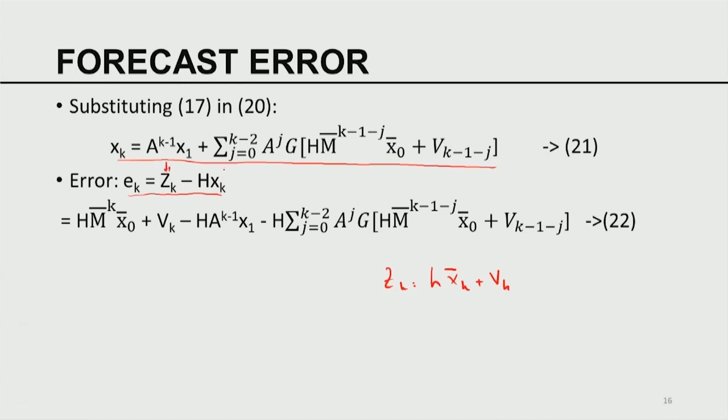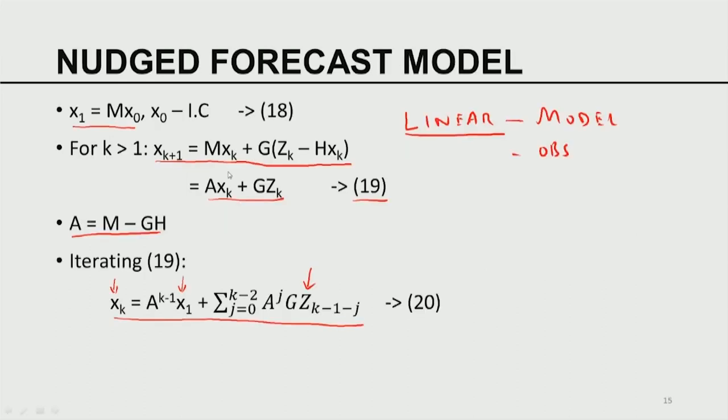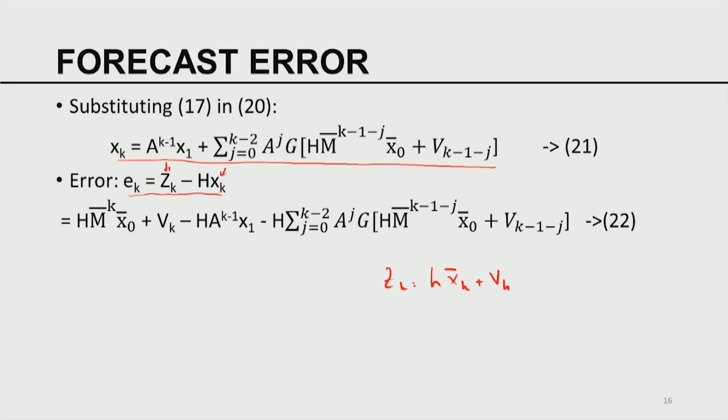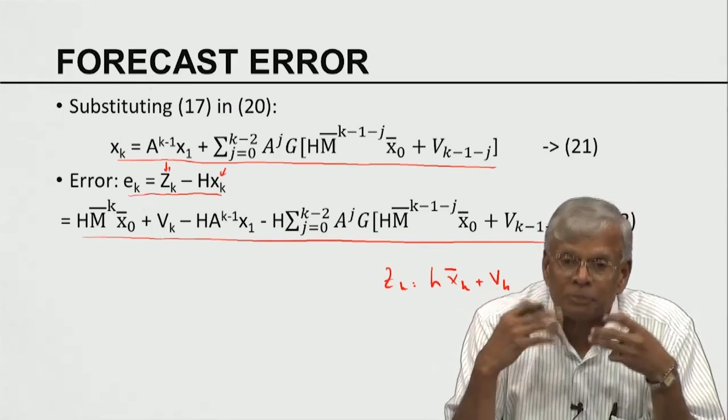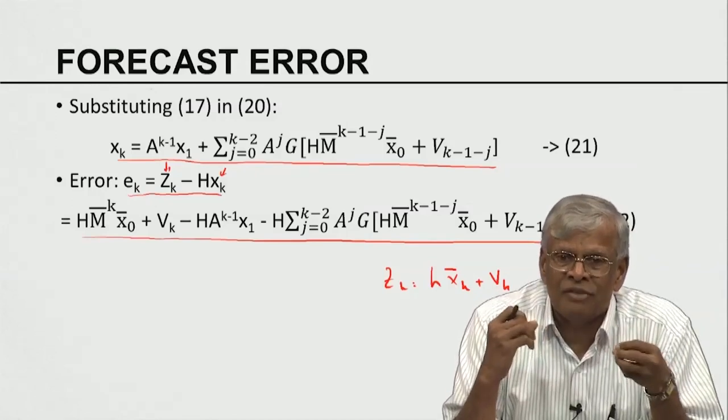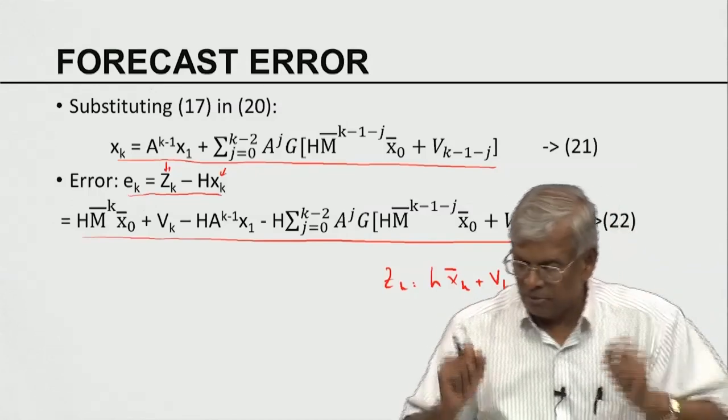I have already computed xk in the previous slide. Let's look at it once more. That is equation 20. So substituting all these things, what do I get? I get an explicit expression for the forecast error in the nudged model. Why is that? If I want to be able to compute the forecast error covariance, the serial correlation, I need to be able to get an explicit expression for the forecast error itself. That's the first step, and that's what we have accomplished.